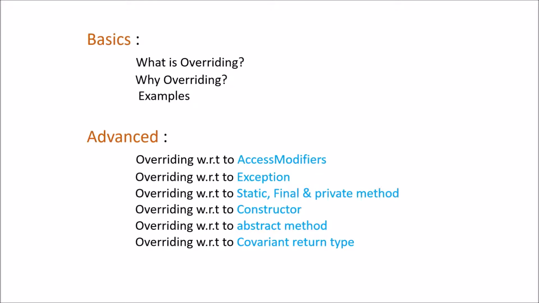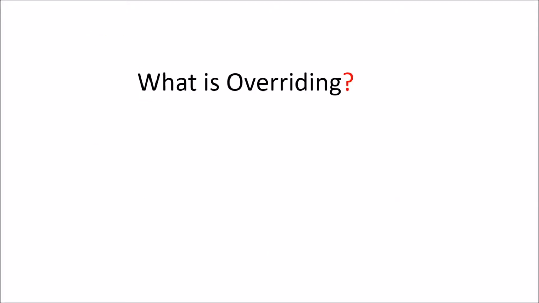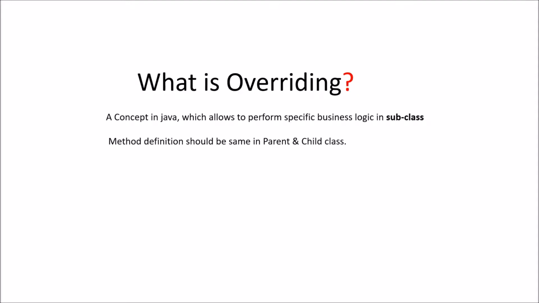So let's first understand what is overriding. In Java, overriding is a concept where you are implementing a particular business logic in child class or subclass. So in child class, the method definition should be same as the parent class. Overriding is an example of runtime polymorphism.